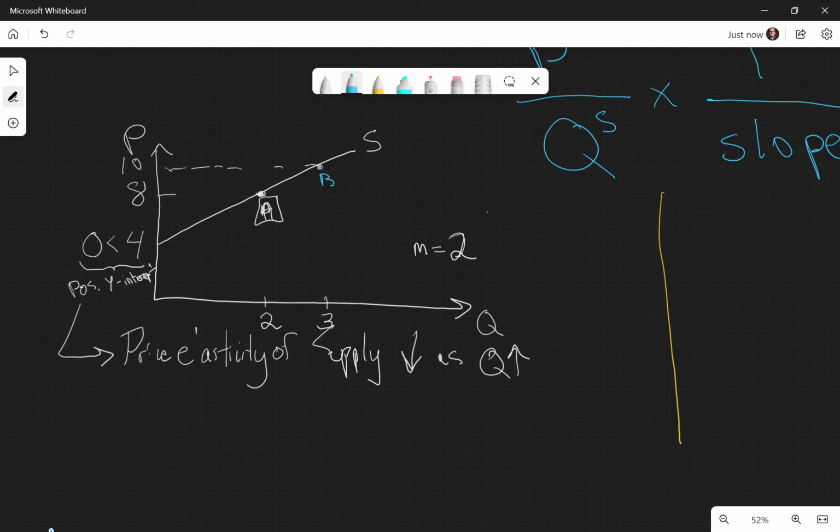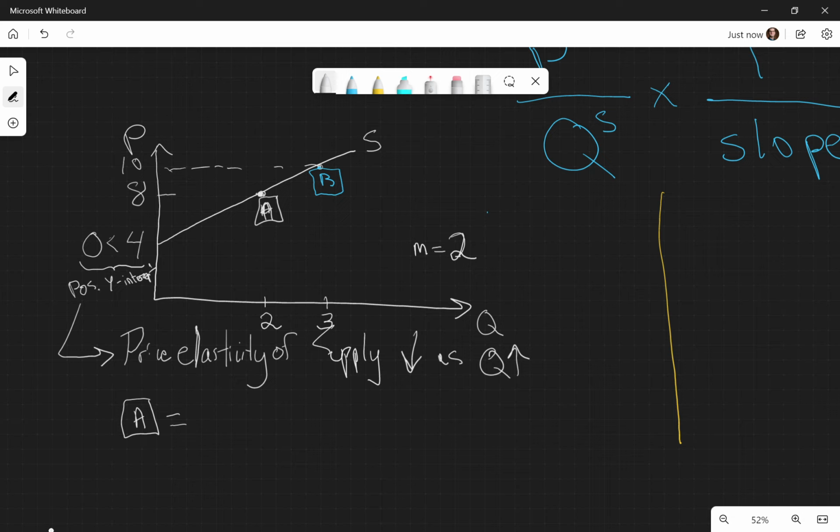So we've got point A and point B. We're told that the price elasticity is going to decrease as we go left to right, as quantity increases. So let's go ahead and check that by doing a couple of point price elasticity of supply formulae for these different points, right?